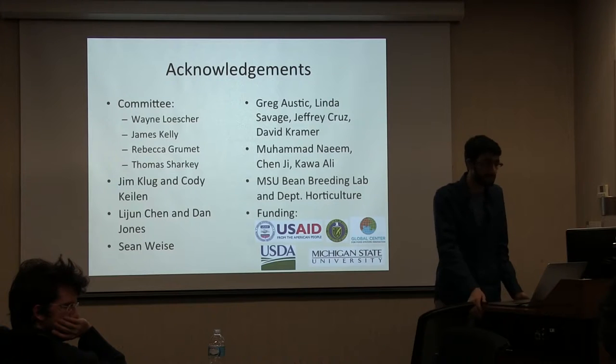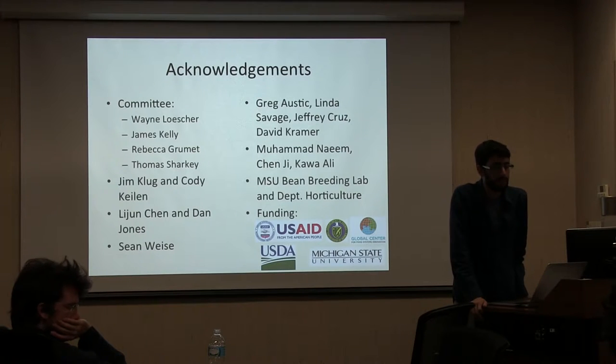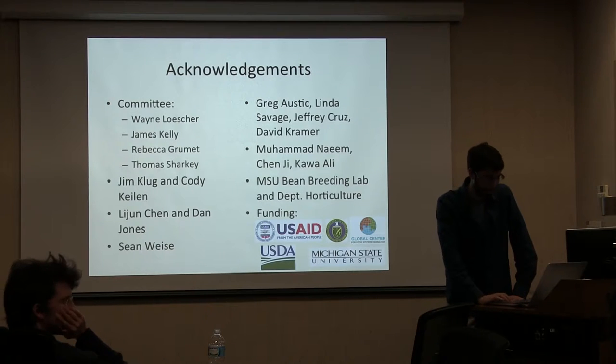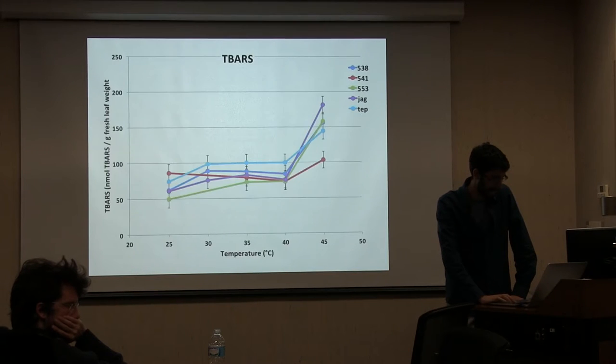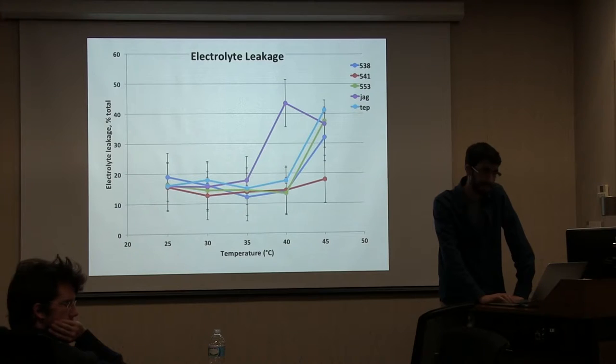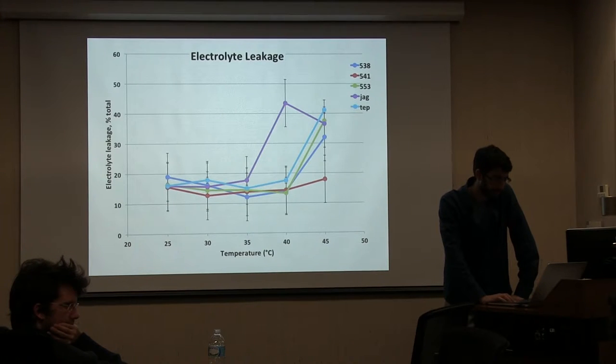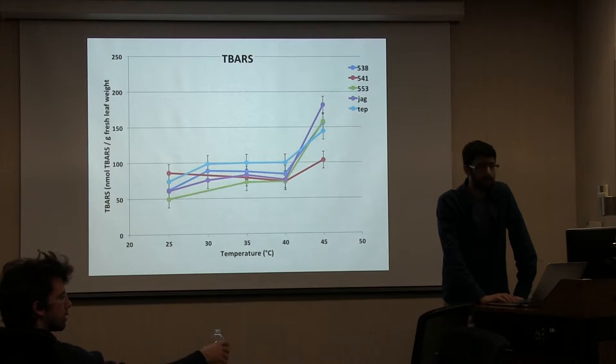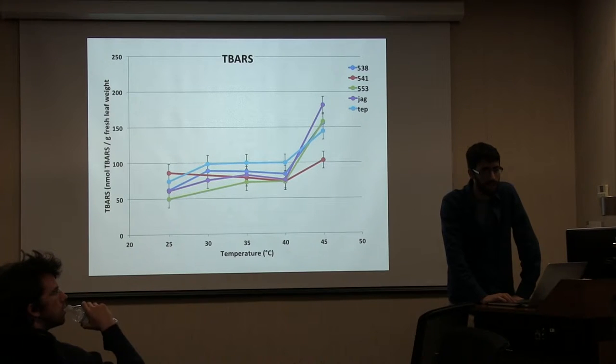Go ahead. I can't remember its exact name, the TEP. Yeah, TEPRI. Between the T-bar and its electrolyte leakage, it seemed like it was kind of in the middle of the pack for stress, but overall it seemed like it had the lowest electrolyte leakage. So is that maybe because the membranes are tougher, or is it possible they just have a better way of dealing with that stress?